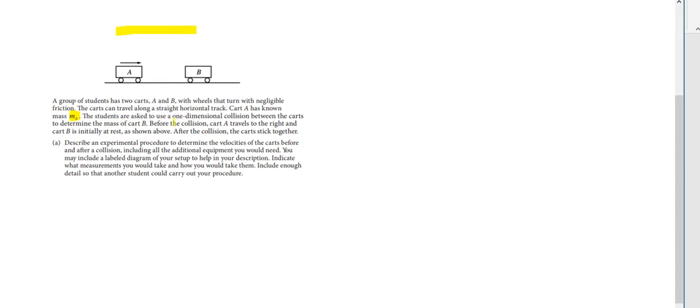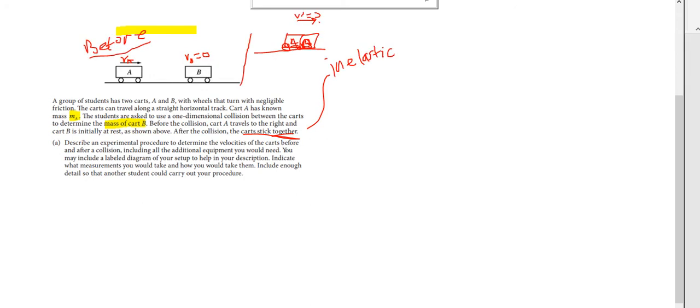All right, the students are asked to use a one-dimensional collision between the carts to determine the mass. So I was right. Determine the mass of B. Before the collision, cart A travels to the right. So I guess that means this is V_A. And cart B is initially at rest, so V_B equals 0, because it's at rest.